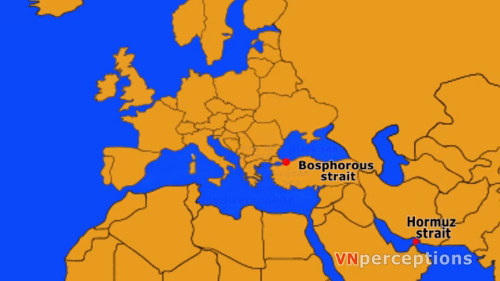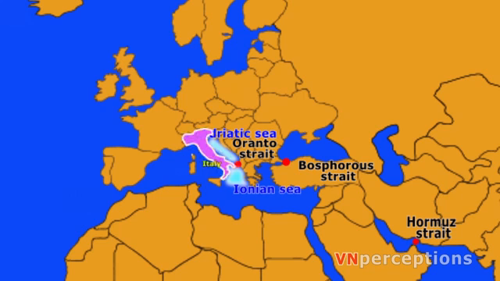Next one is the Strait of Otranto. It connects the Adriatic Sea with the Ionian Sea and separates Italy from Albania.